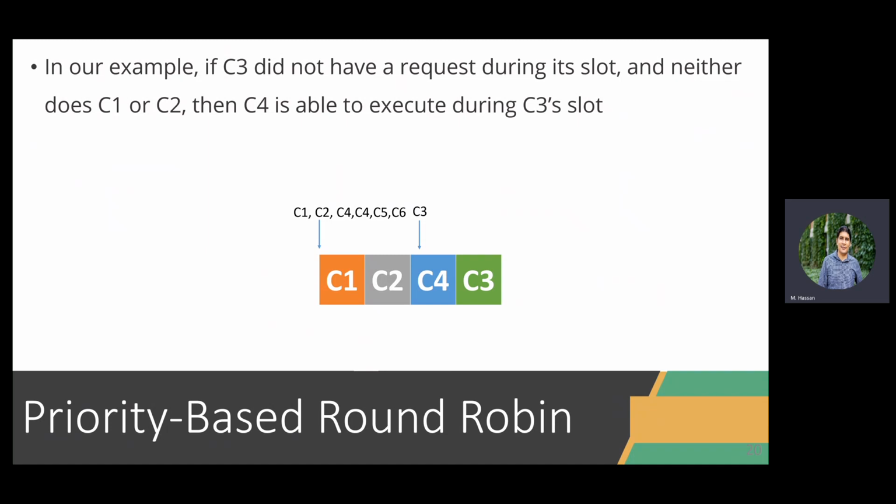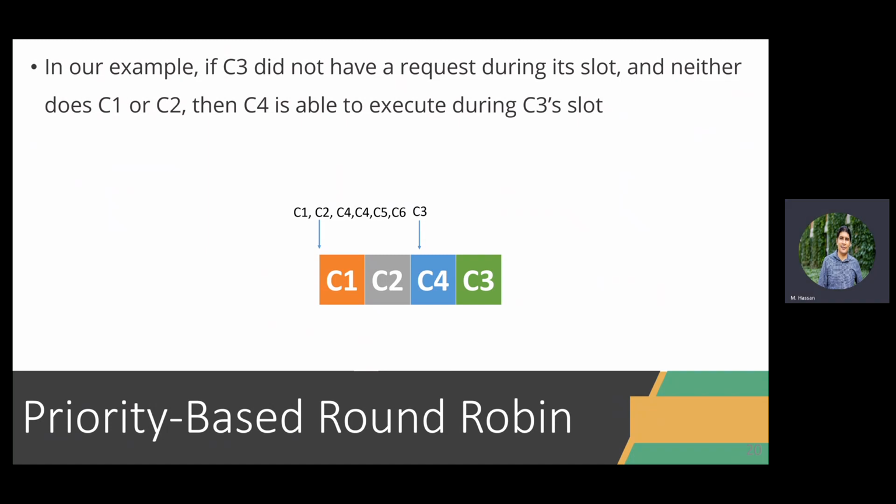Does C3 have a request? No, it didn't arrive yet, right? Based on what I told you, this is priority-based round robin. If C3 does not have a request, this is an empty slot, which means I can bring in a non-critical request to C3. So at that moment, I look into the non-critical pool and I bring in C4.